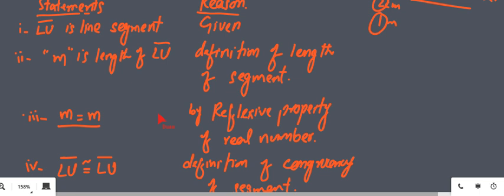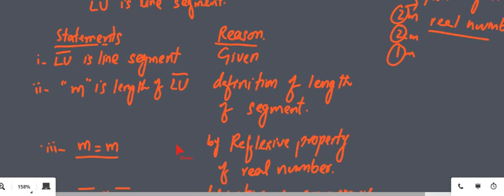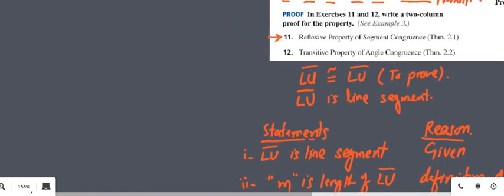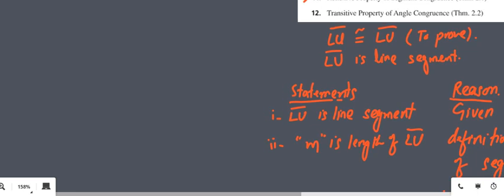Beta, is there any confusion? No. Okay, all right. Now let's look at the next question, which is question number 12. What does it say? What do we have to do? It says that we have to prove the transitive property of angle congruency. What does it mean? What do we have to prove?